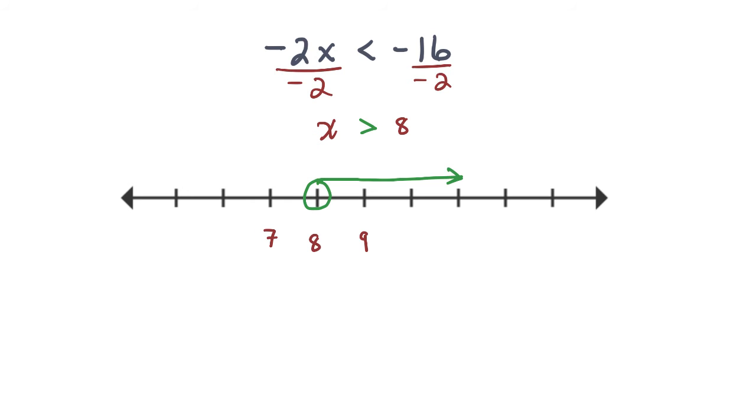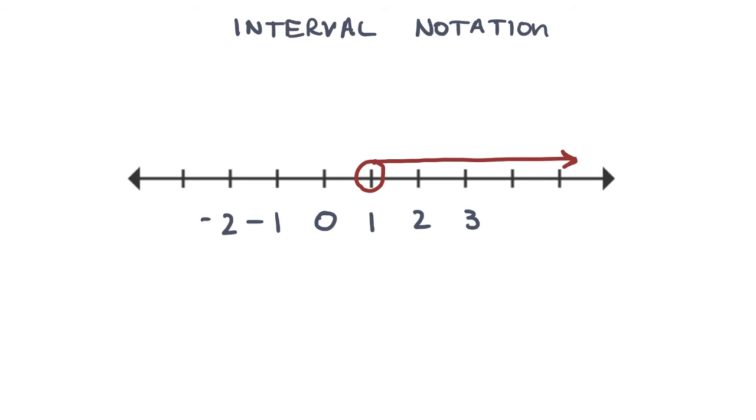Okay, so the next thing we want to cover after writing and graphing inequalities is what's called interval notation. And interval notation is just a different way to explain what your solutions are. Okay, so graphically, there's my solutions, everything greater than 1. I could write it as an inequality. I could say, hey, x is greater than 1. Or I can use this interval notation that looks like this.